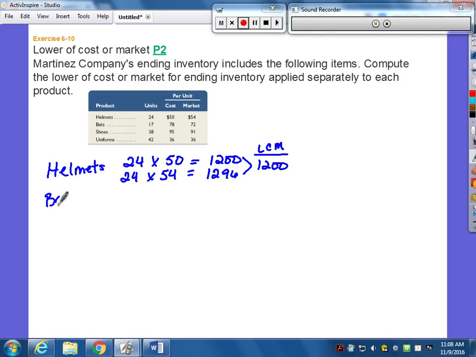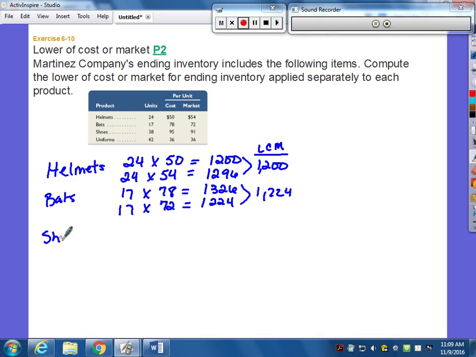Bats. They had 17 units and at $78, which means they paid how much for them? $1,326. Those same 17 units, according to the market, are worth $72 per unit, which means the market said it's worth how much? 1,224. So the lower cost of market would be what? 1,224.